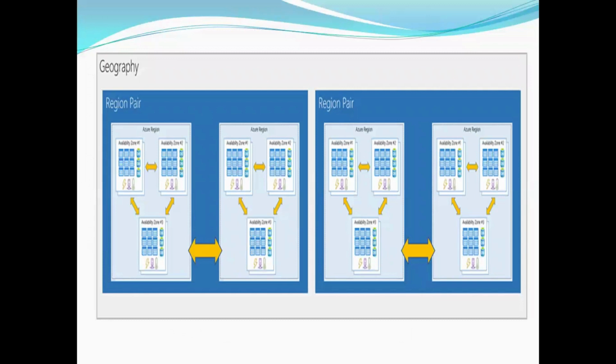This is the picture that depicts region, region pair, and availability zone. Each light blue color is a region, and inside each region we can see 3 availability zones. And 2 Azure regions are connected. That is a region pair, which is 300 miles away from each other. So this is the whole concept behind region, region pair, and availability zone.